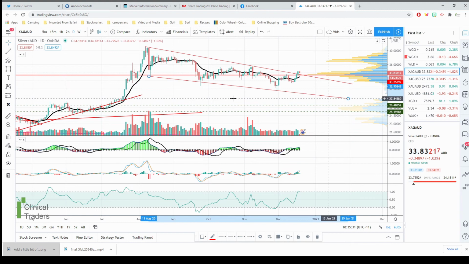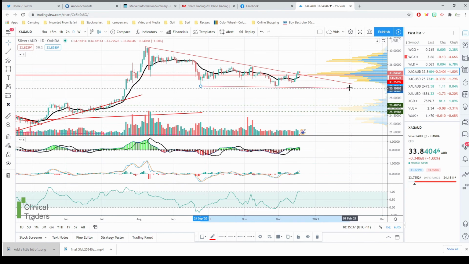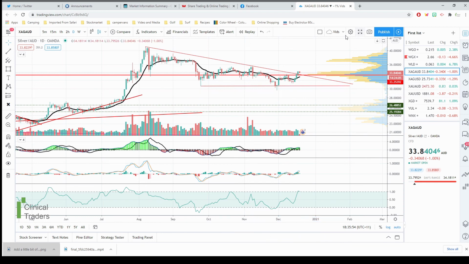You could argue that maybe we're doing something like this, or that this is actually horizontal. There's a bit of validity in that. You can see that it tries to break lower, it fails, and then rallies higher from there. But I do believe we're in the infant stages of a major rally in both gold and silver. So we'll play that by ear and see what happens. So that's where we're at with silver.